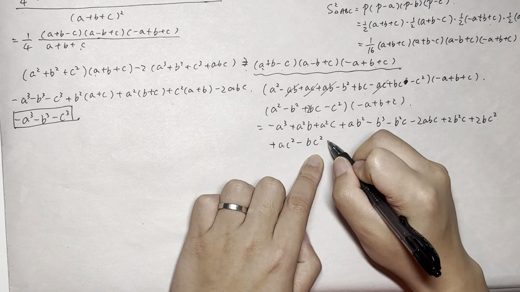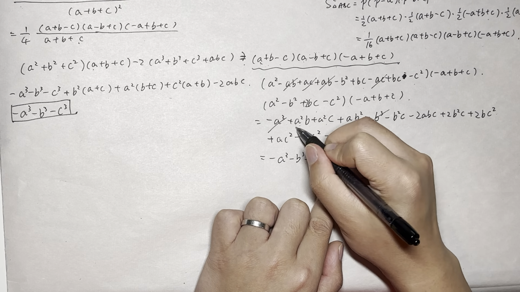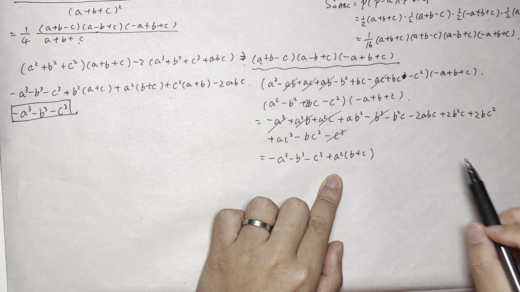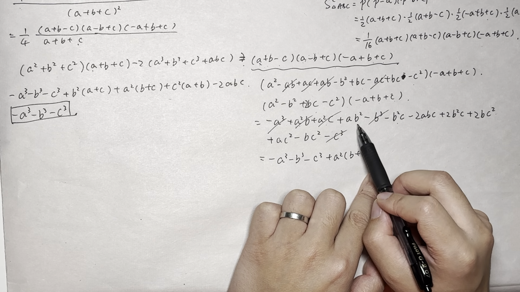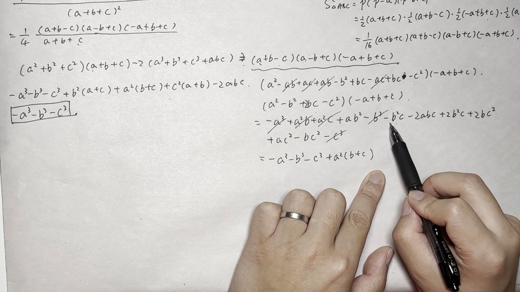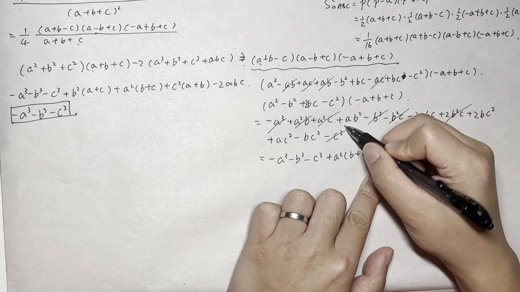And for the a squared term, we have plus a squared. So we have this one out, this one out, this one out. A squared term, a squared, b plus c. So this one out. And for the b squared term, we have b squared a minus b squared c plus 2b squared c. That's a b squared c, right? So this out, this out, this out.